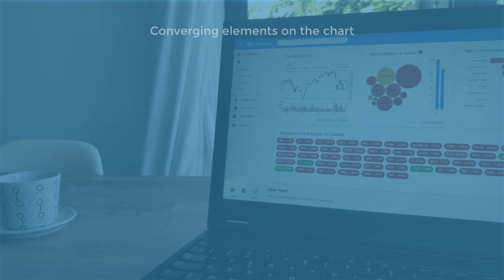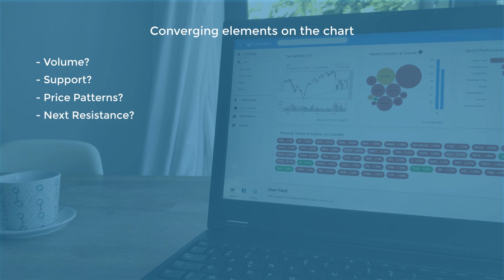The following things are taken into consideration. How's the volume? Is the price close to support? Are there any recognizable price patterns? How far away is the next resistance? How does the price currently relate to the simple moving average 5, 10 or 20? Are there any recognizable candlestick patterns?